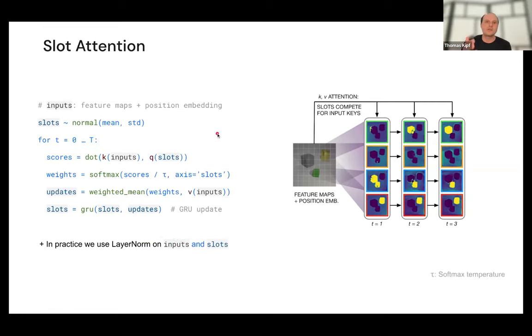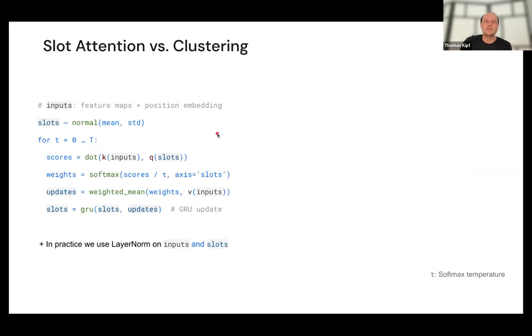Now, to really understand what's going on here, I think it's nice to make the connection to clustering. Because we've heard a lot about clustering in Oriana's talk earlier, it's nice to see how this differentiable module, that now defines a lot of the object discovery in end-to-end deep learning architectures, connects to more classical clustering algorithms.